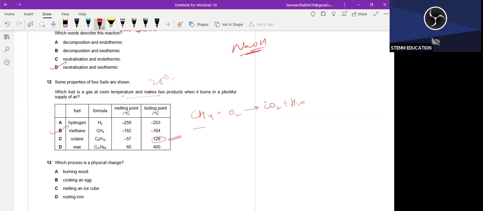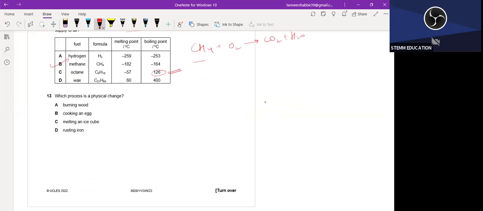Which process is a physical change? Okay, which process is a physical change? So is burning wood a physical change or a chemical change? Cooking an egg is a very confusing example for students. Sometimes students take this answer, that cooking an egg is a physical change, because they think before boiling the egg was in liquid form, and after boiling it converts into a solid form, so it's a physical change. No, it's not a physical change.